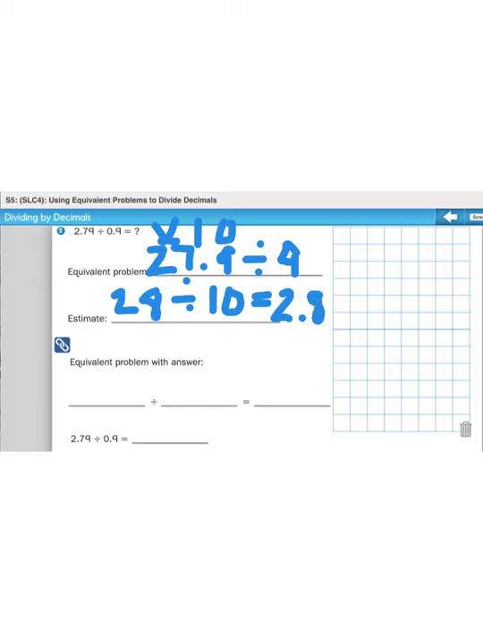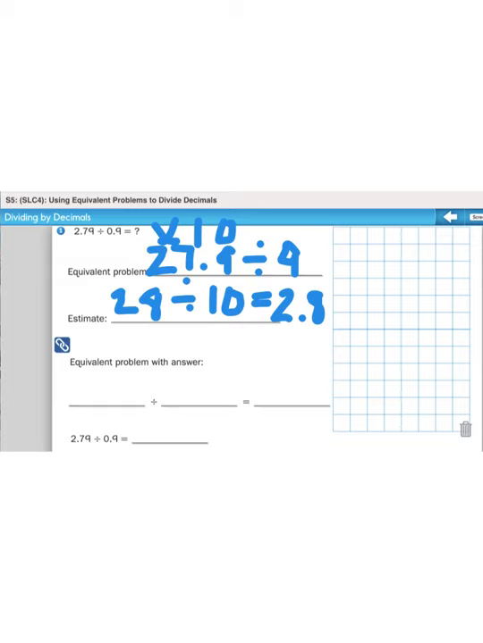Remember, that's our estimate. So now our equivalent problem with the answer is going to be 28 divided by 10 equals 2.8. And I'm sorry, let me erase that. I missed a few lines that are in my book and not in your copy of the paper.